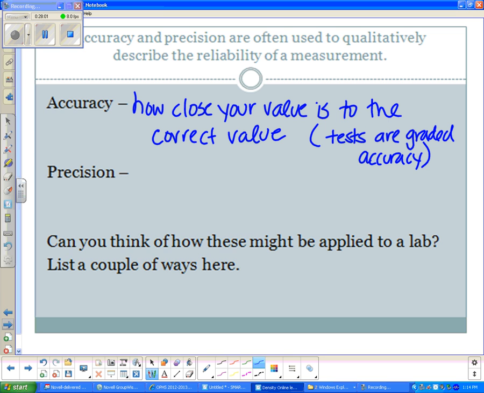Precision deals with the reproducibility of the results. Can you get the same results over and over again? Remember when we talked about the scientific method, we said you had to do your experiment several times and you wanted to get the same results? Well, that's talking about precision. Can you reproduce the results?